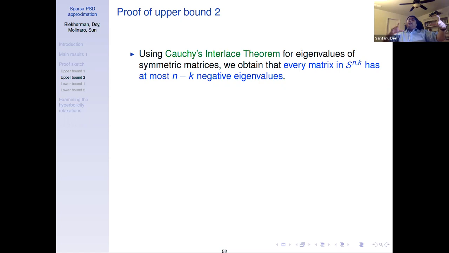What do I mean by that? Imagine I have a 5x5 matrix, and these are my eigenvalues from smallest to largest. The new eigenvalues are interlaced. So I get four new eigenvalues that are somehow in between. The smallest one of the new ones is interlaced between the smallest one and the next one of the original, and so forth.